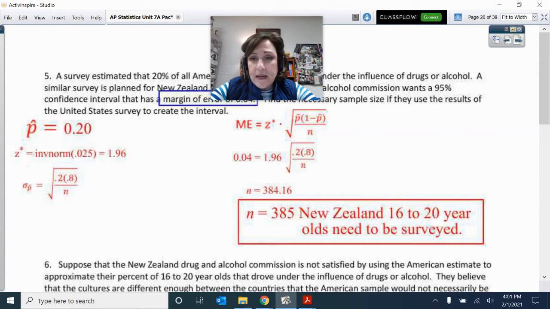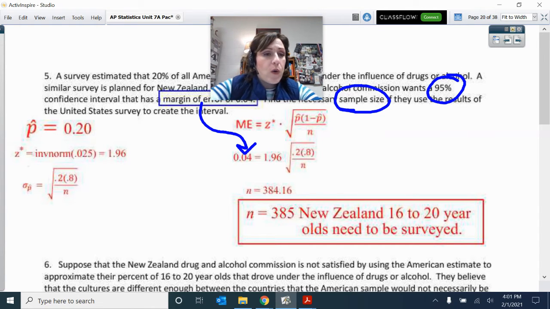All right, here we go. We have a margin of error and we're trying to see what size sample we need to have this accuracy, 0.04, okay, with this confidence. So here, they do give us, they're trying to estimate for New Zealand, but they're using the American guidelines. So that's the p hat that they used.